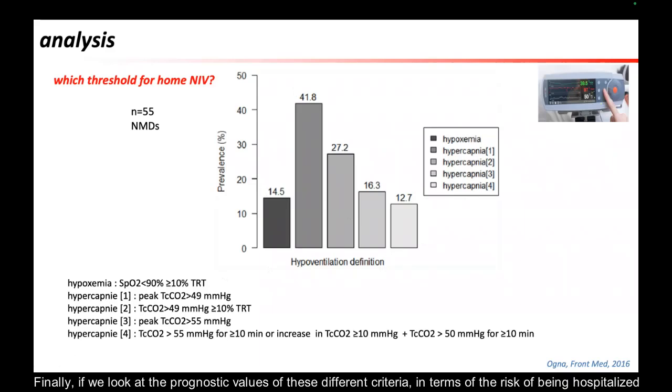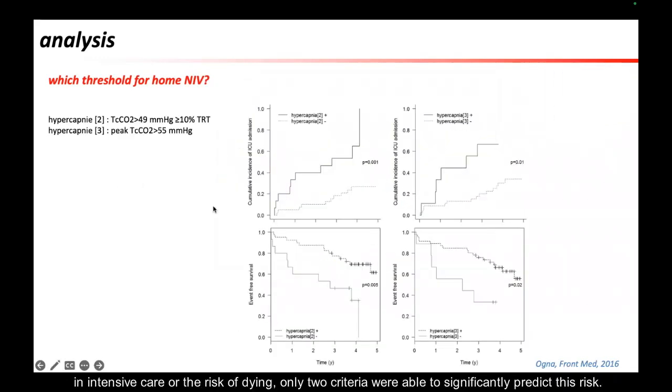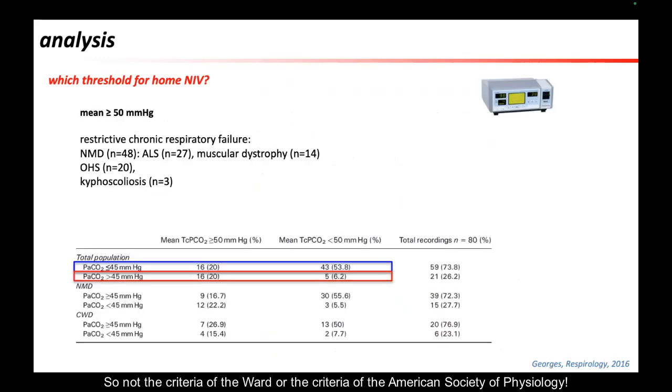Finally, if we look at the prognostic values of these different criteria, in terms of the risk of being hospitalized in intensive care or the risk of dying, only 2 criteria were able to significantly predict this risk. First, the time spent at a PtCO2 greater than 49 mm of mercury, more than 10% of the total recording time, and secondly, the peak of more than 55 mm of mercury. So not the Ward criterion or the criterion of the American Sleep Society.